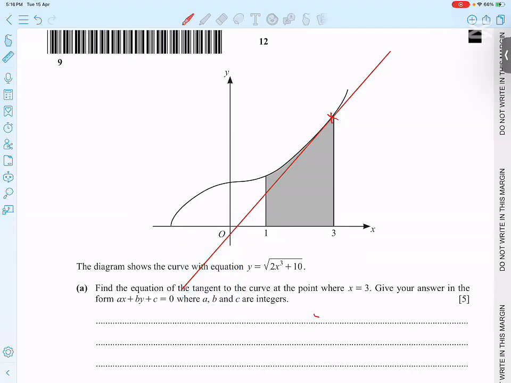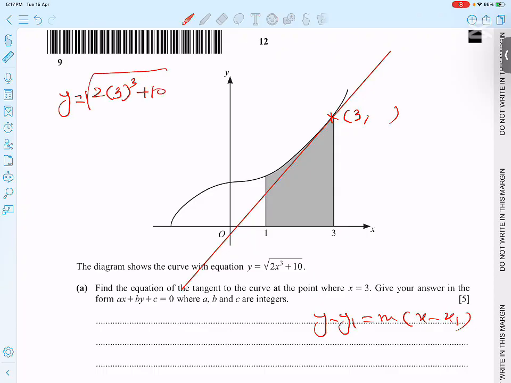What is it looking for? We're looking for two things: y minus y1 equals m times (x minus x1). Now he's saying that x is given as 3, no doubt. But do we have a y? No. So plug this 3 into the curve equation. So y equals square root of 2 times 3 to the power 3 plus 10. So 27 into 2 is 54, plus 10 is 64, and we get 8. So y becomes 8.